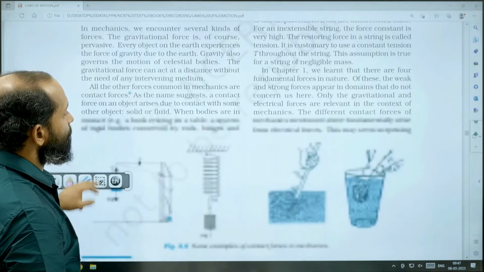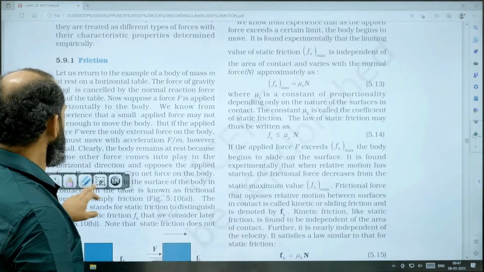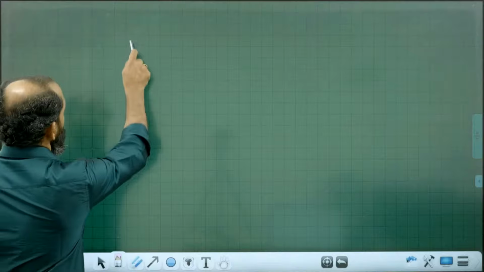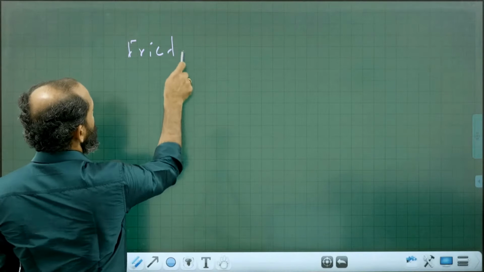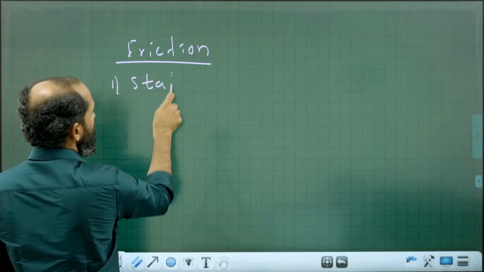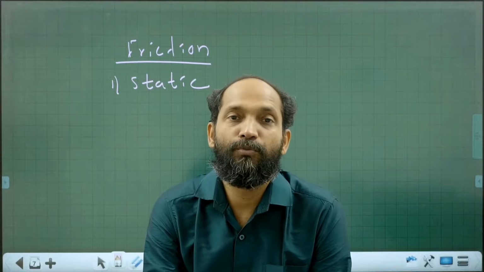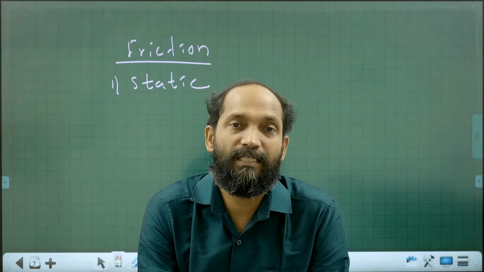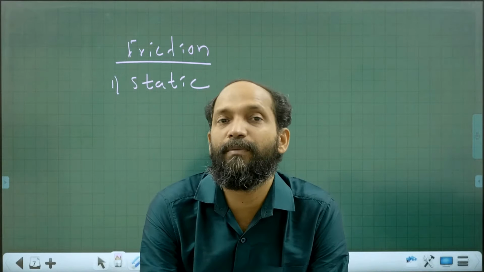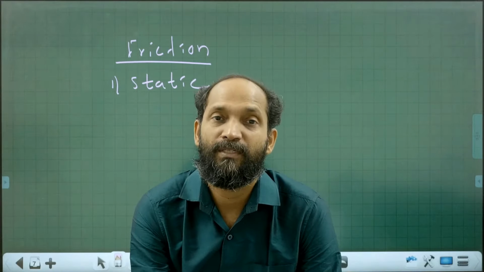Now we have to go for friction. Let us revise friction. What do you mean by static friction? Static friction is established when two bodies in contact are under impending motion. What do you mean by impending motion? There is a tendency to move, but it doesn't move.